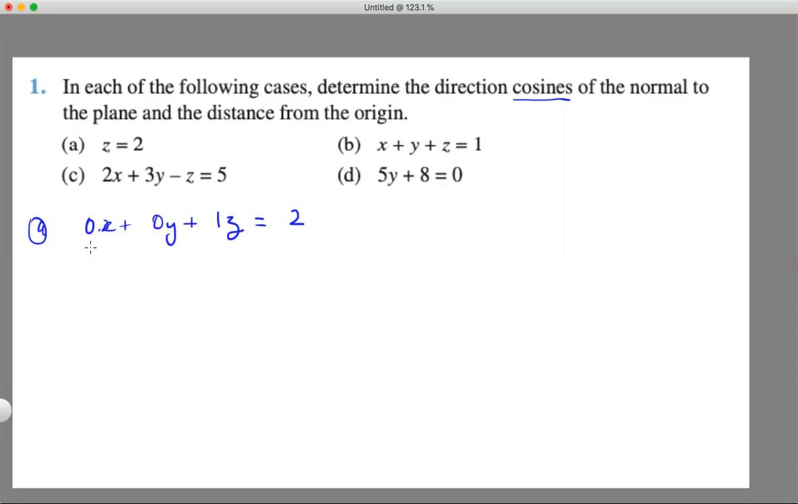Also, so what are the direction ratios? Actually, the direction ratios we can directly write from here: 0, 0 and 1. But because their modulus is equal to 1, they are technically also the direction cosines, right? So there is no further calculation needed. These are the DCs. And if these are the DCs, then this should be the distance, right? So this is the DC and 2 units is the distance from origin.